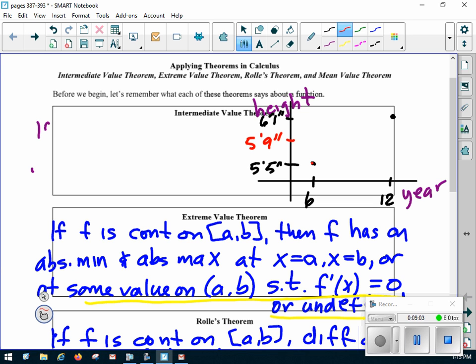So let me put these points in here. If f is a continuous function and 5'9" is somewhere between f of 6 and f of 12, then there has to be some value c between 6 and 12 such that f of that value, that didn't work. Let me move it. Right there. There had to be some value between 6 and 12 such that at that time he was 5'9". That point is called c. That x value is called the c value.